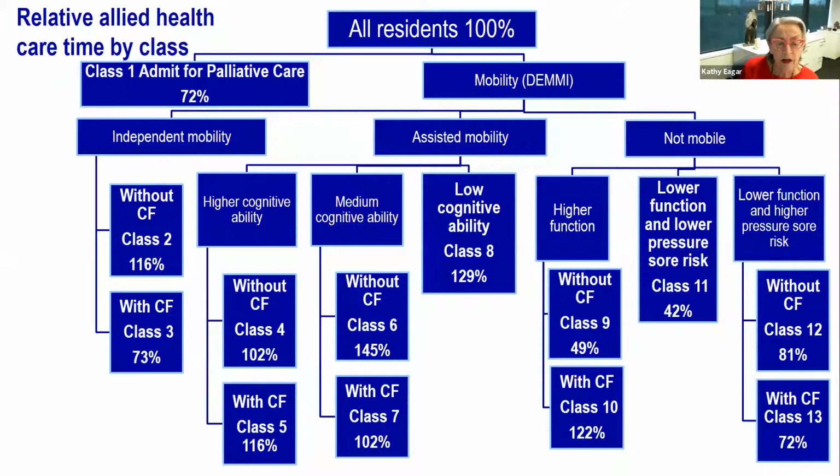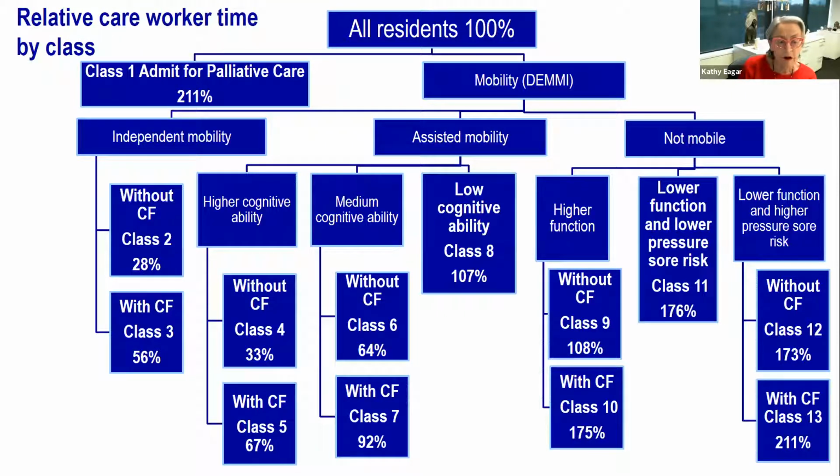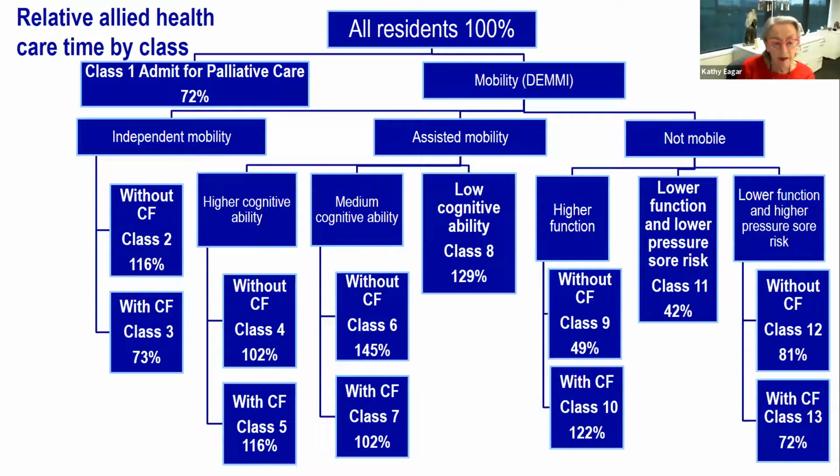And this is allied health. The allied health minutes go in direct opposite to the personal care workers. The allied health staff that are in aged care are spending most of their time with people who've got more functional abilities. And so you see this in class 2, which gets a very tiny amount, 28% of the average aged care worker time, but they get 116% of allied health. So this is a way to start to agree and define appropriate care.